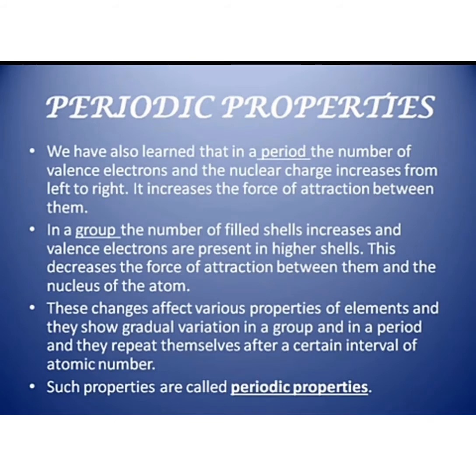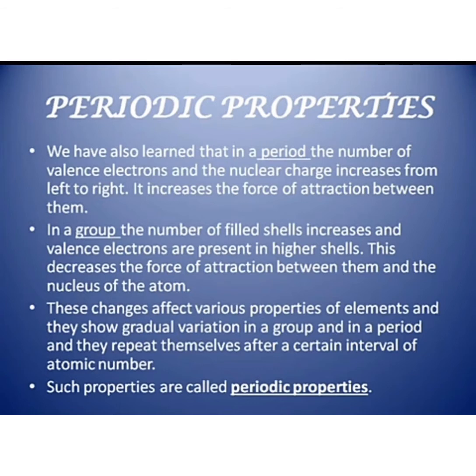Periodic properties. We have also learned that in a period the number of valence electrons and nuclear charge increases from left to right. It increases the force of attraction between them. In a group, the number of filled shells increases and the valence electrons are present in higher shells. This decreases the force of attraction between them and the nucleus. These changes affect the various properties of elements. They repeat themselves after a certain interval of atomic number. Such properties are called periodic properties.